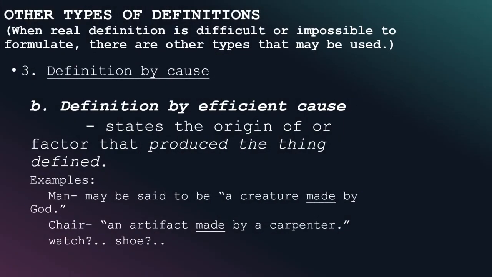Next one is definition by efficient cause. Okay, this states the origin of or factor that produced the thing defined. So man may be said to be a creature made by God. So you're trying to look into the origin or factor, bakit meron or bakit nag-i-exist yung word na yon. Like for example, chair, an artifact made by a carpenter. So dito nang galing yung chair.